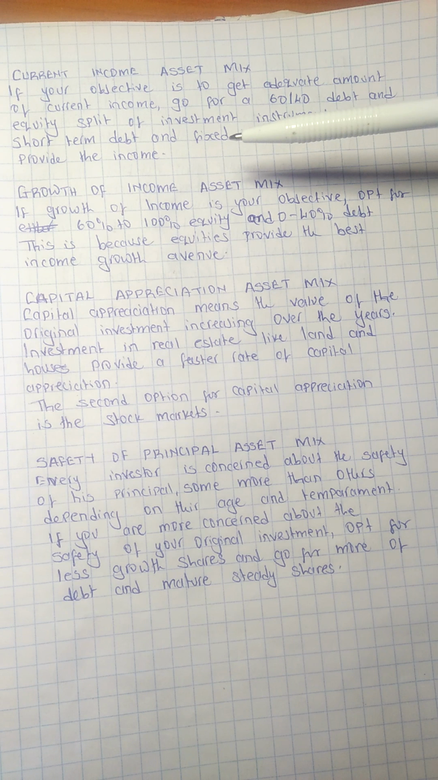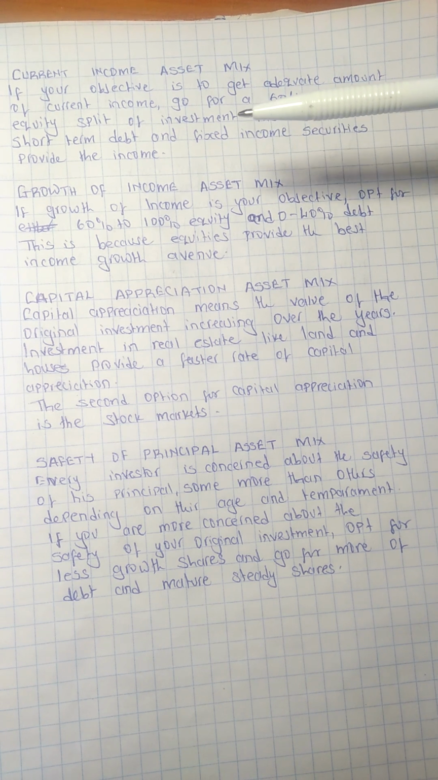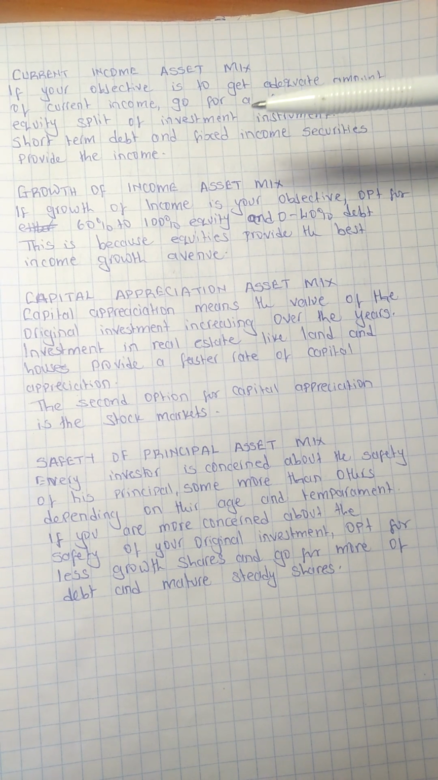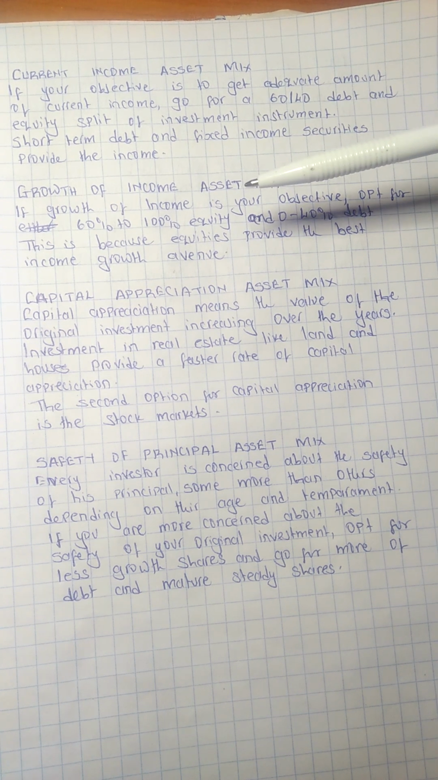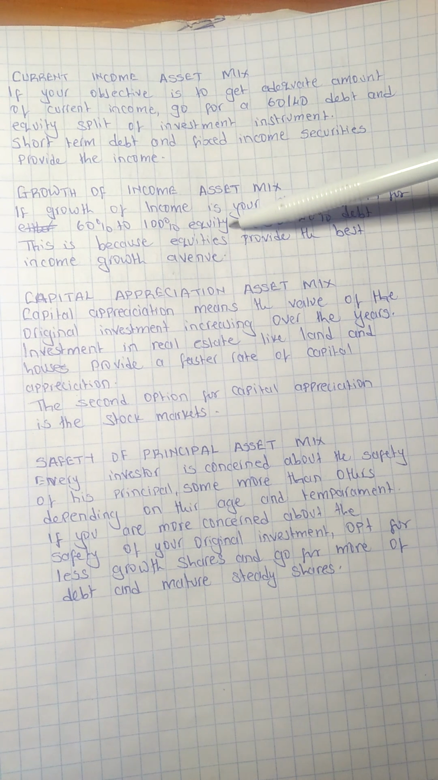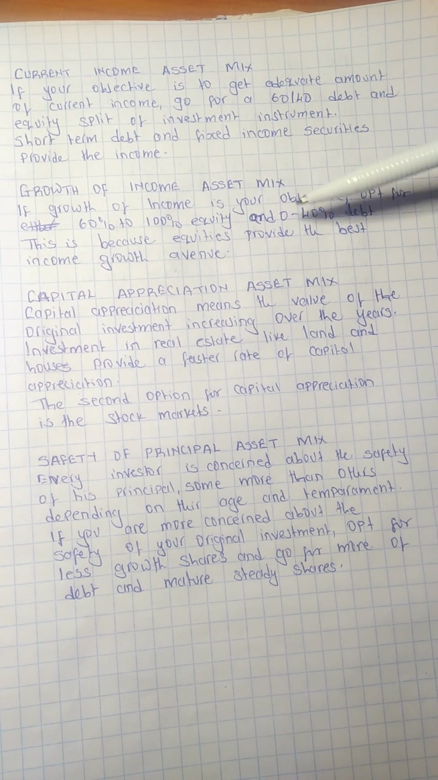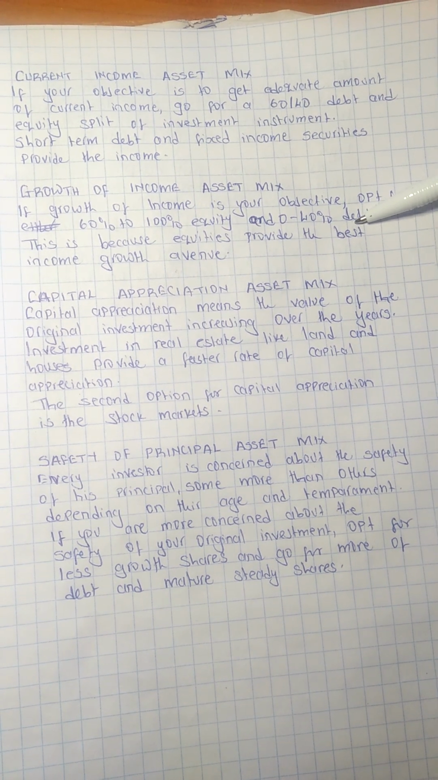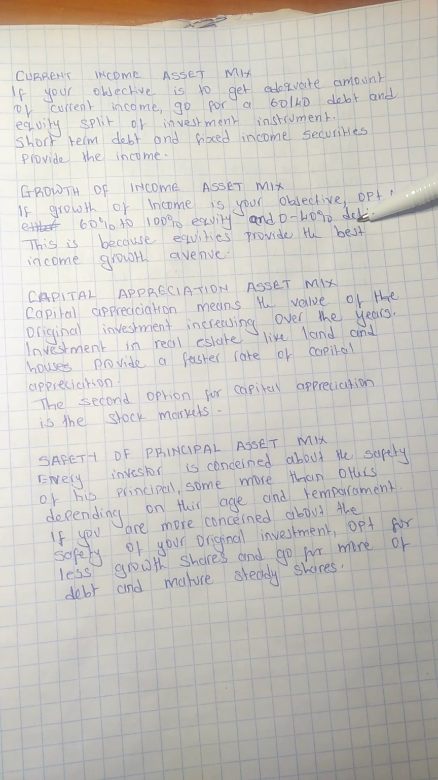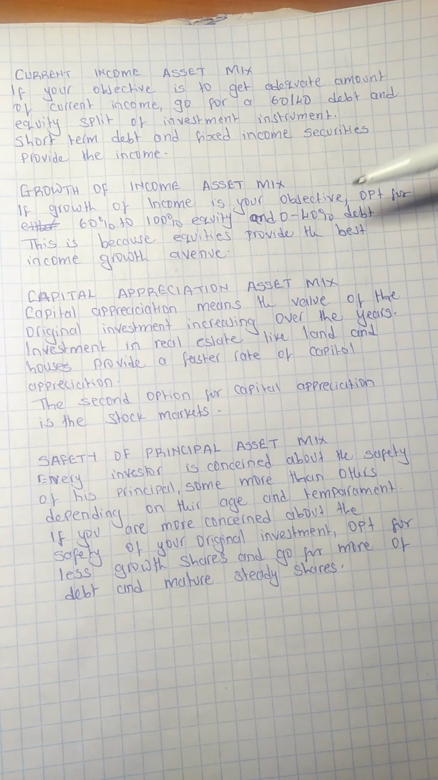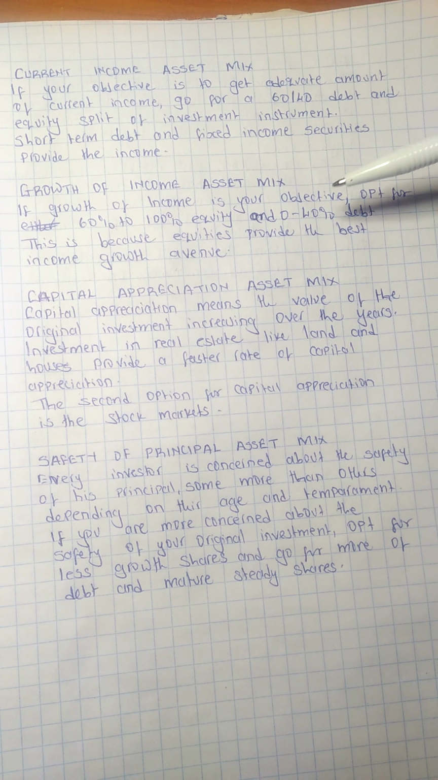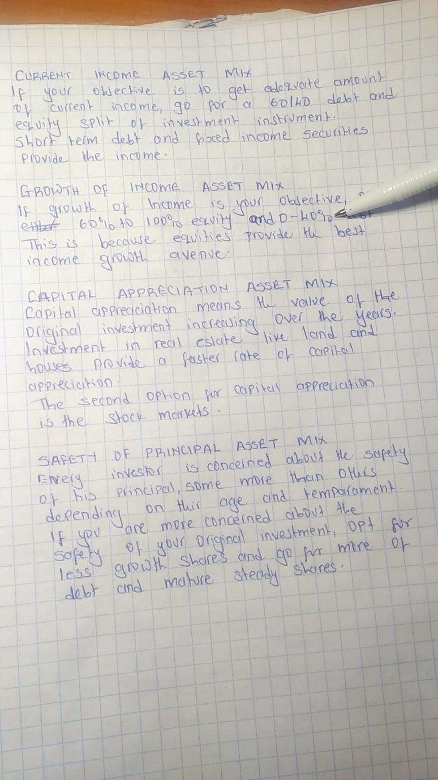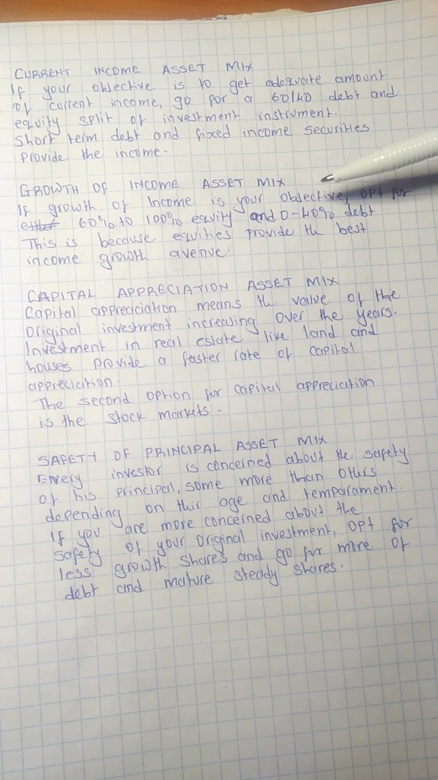If your objective is growth of income, how do you mix your assets? Here you should opt for 60% to 100% equity, or 0 to 40% debt. If you can do 0% debt, good, but make sure it's not above 40%. Why is this? Because equities provide the best income growth avenue.